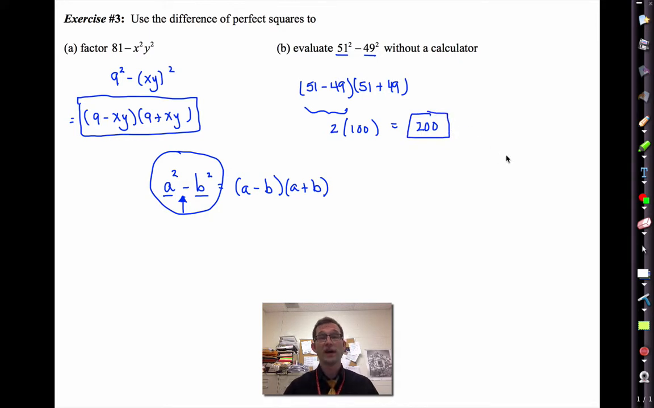In fact, I would suggest that you actually do that on your calculator just to also see the 200, right? Just 51 squared minus 49 squared, hey, it's 200. All right. So anyway, pause the video now. We're not going to spend much time on difference of perfect squares. Pause the video now, write down whatever you have to.